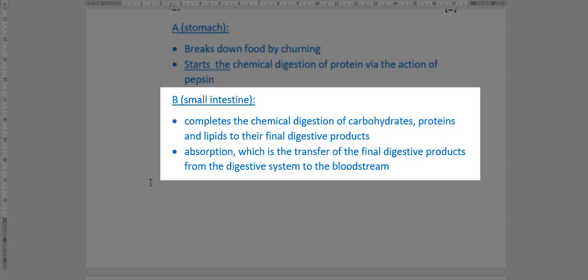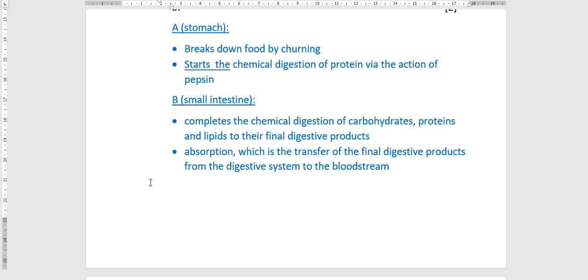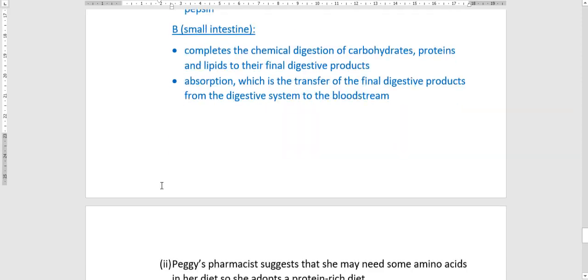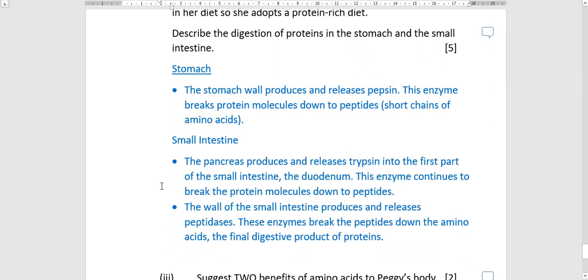This is where you'd find your villi and your microvilli, because that increases the surface area and allows the absorption to occur as quickly as possible. So your small intestine is completion and absorption. So completion of digestion and absorption. Okay? And then last part, I think.